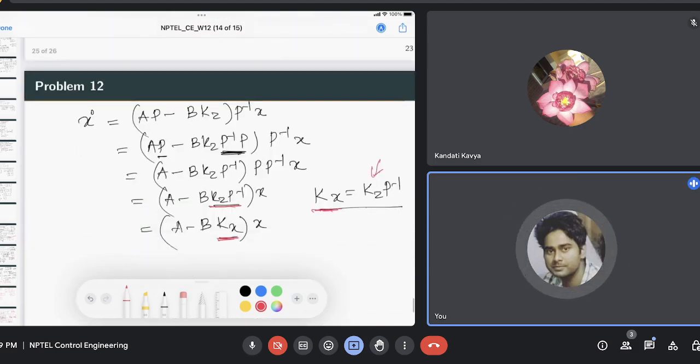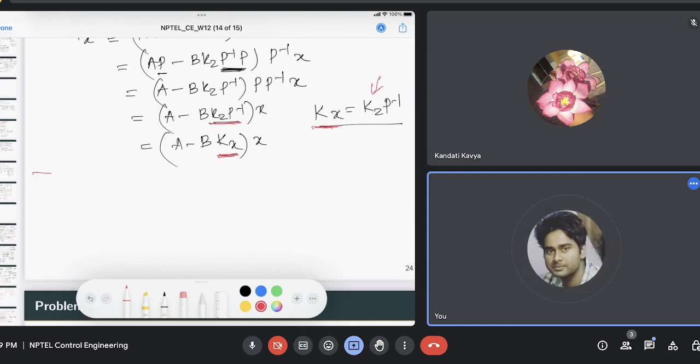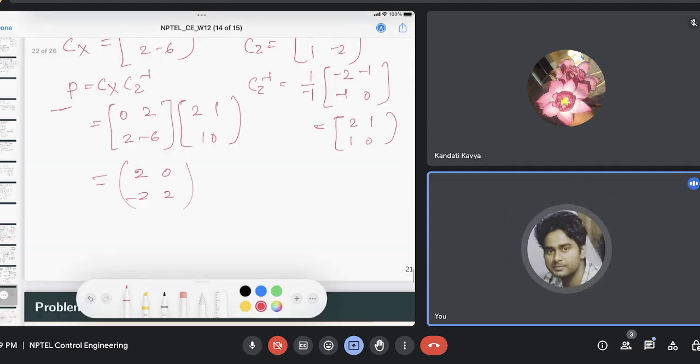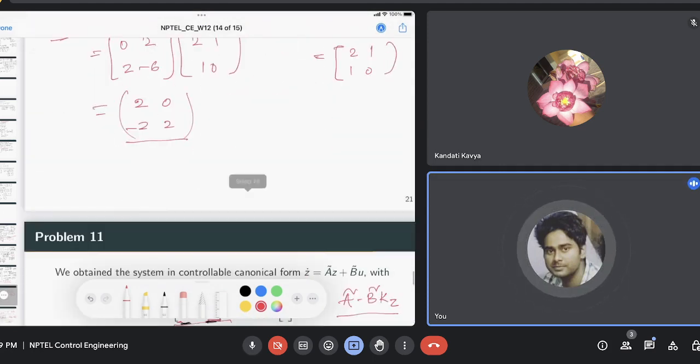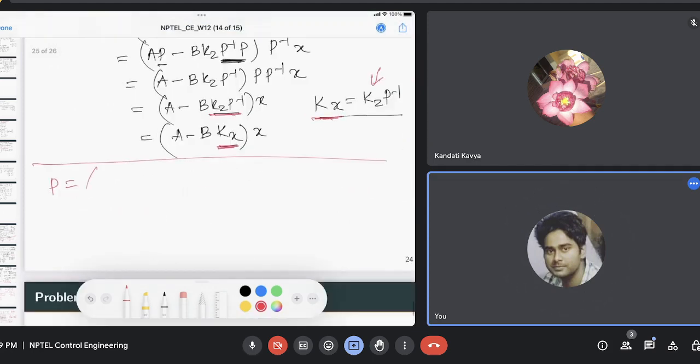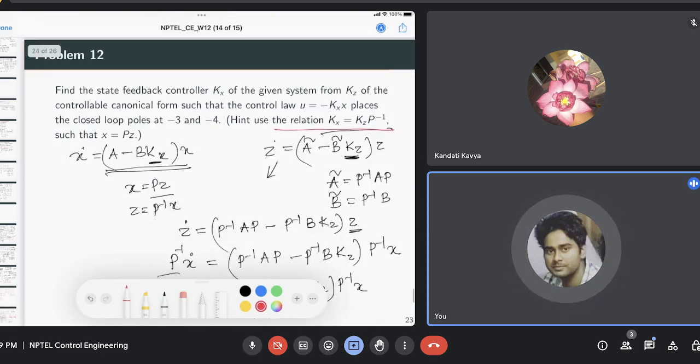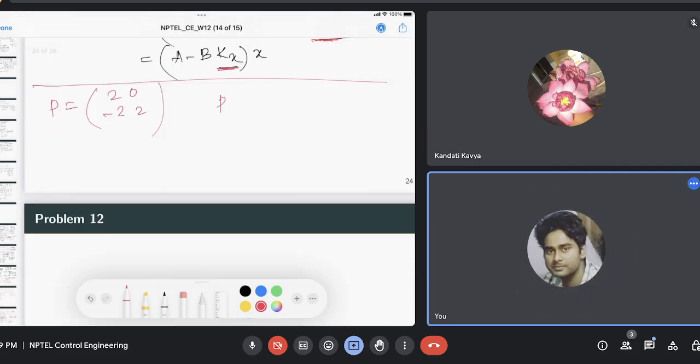Okay, so P we already computed. In the previous step we computed this P, right? So what similarity transformation will this P matrix give? This is 2 0 minus 2 2. Okay, so we need P inverse, so we compute this P inverse. The determinant is 4, so it will be half 0 half half. Okay, P inverse.